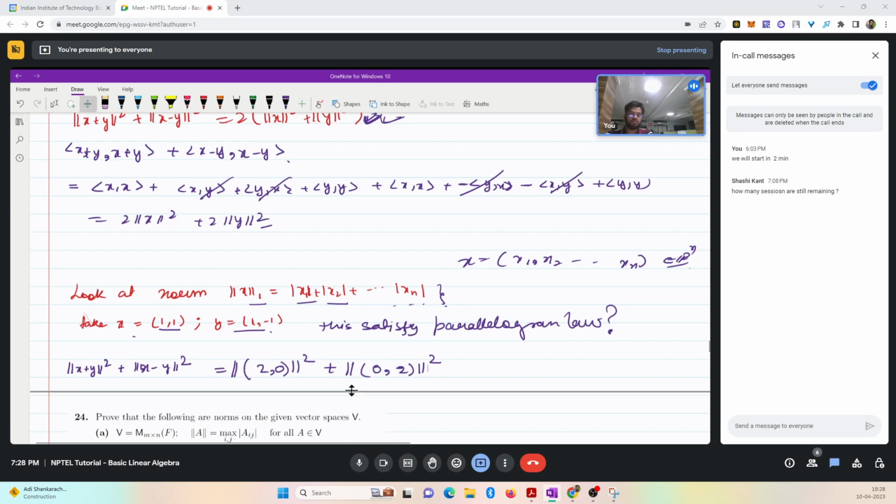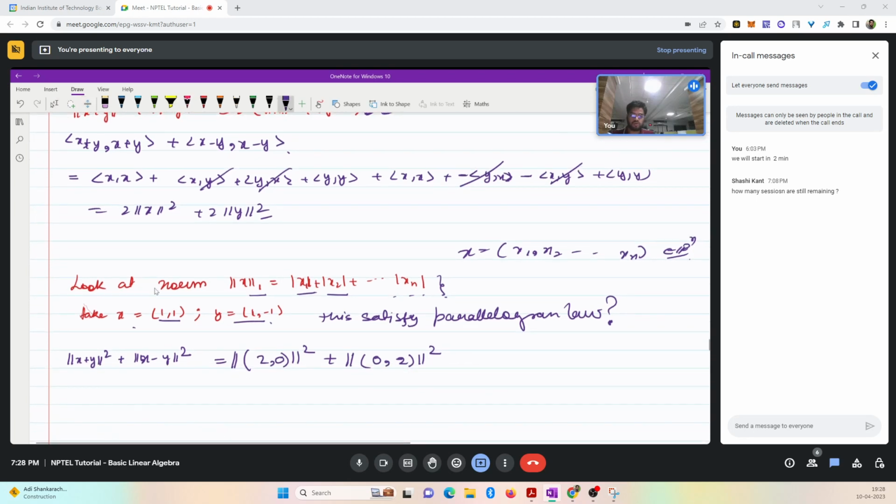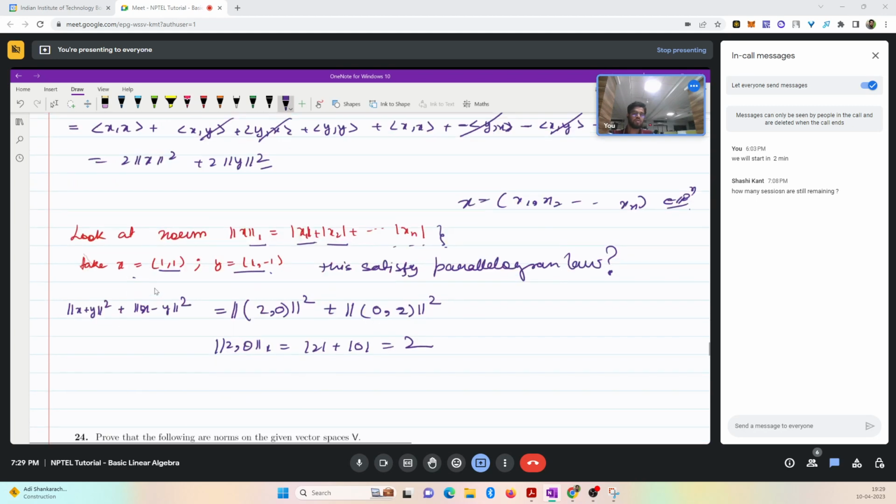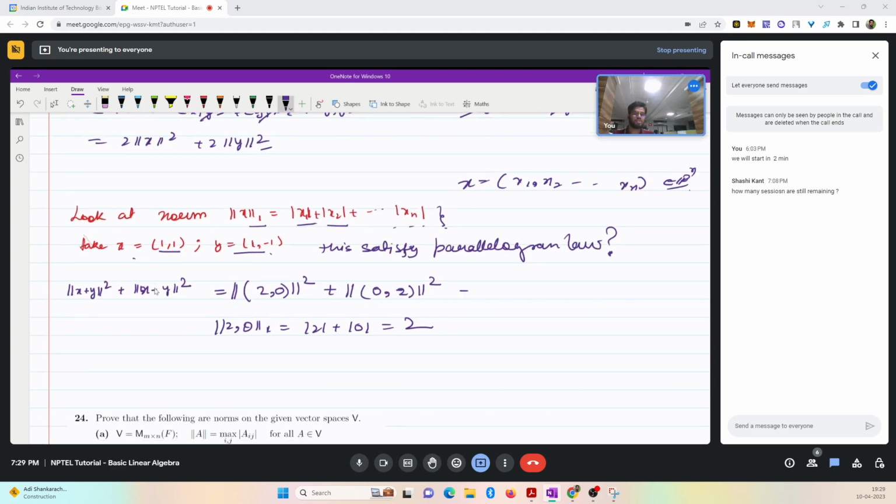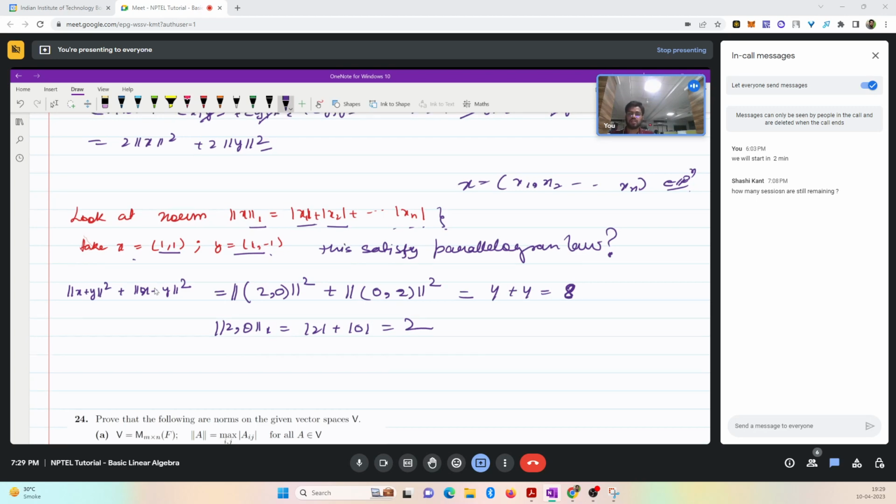Norm is the 1 norm. So what is norm for 2 comma 0? 1 norm is mod of 2 plus mod of 0, that is 2. Okay. Similarly for this one. So what is this equal to? 4 plus 4 is equal to 8.